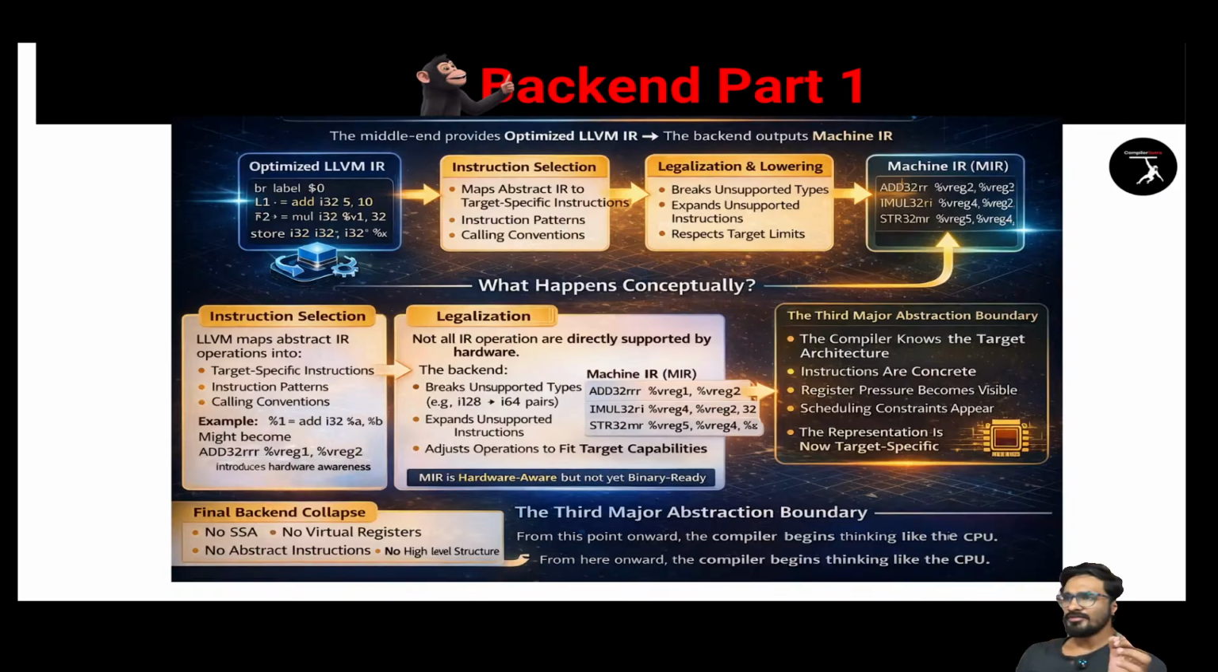So what happens here? Instruction selection, then legalization of the instructions. Now all IR operations are directly supported by hardware. The backend is the third major abstraction boundary, where the compiler knows the target architecture. Instructions are concrete, registers become visible, and scheduling constraints appear. The registers are now target specific. Here the optimized IR is in SSA format, but the machine IR will not be in SSA format, and no virtual registers and no abstract instructions will be there. That's the third major boundary.